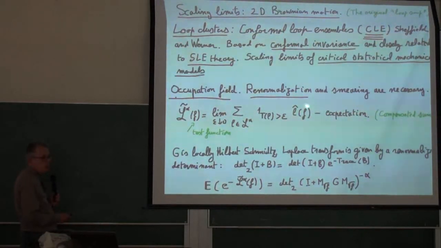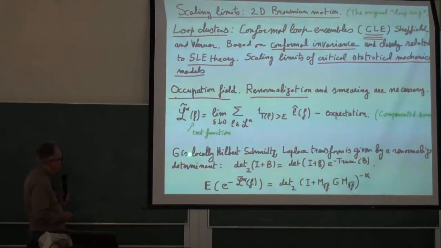And then the renormalization: the smearing is the fact that you take functions, not points. The second thing is that the renormalization here is very simple. You just subtract the expectation. So what you do is really a compensated sum, like when you look at Levy processes with non-negative jumps. And then this converges, so this makes sense. So it's a centered occupation field, if you want.